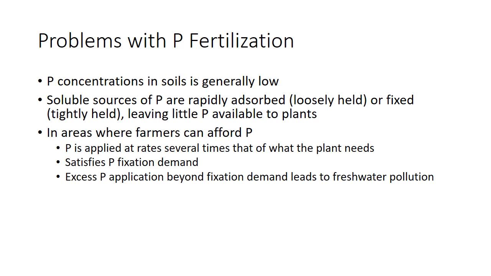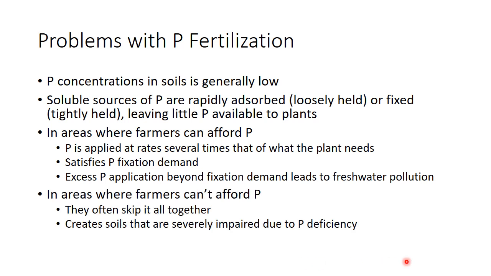Also, if phosphorus is applied at too high of levels, there are problems with freshwater pollution. So there's a fine balance between getting optimum phosphorus amounts to the plant and creating phosphorus pollution issues. In some areas, farmers can't afford to apply phosphorus, either because they don't have the resources to pay for it, or because there's no affordable phosphorus source in the nearby area.